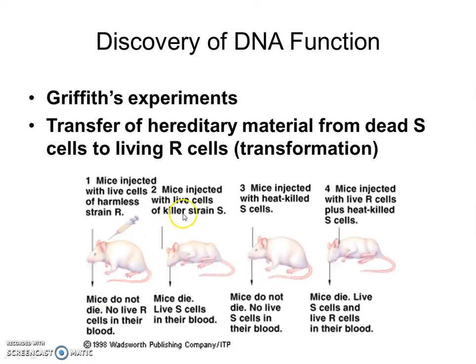In the second part, he took the S strain, or the smooth strain, which is virulent. When he injected that, the mouse died, as the results were expected. In the third part, he took the heat-killed S strain. And if you remember, heat destroys the virulence of the S strain. So therefore, as expected, the mouse lived.